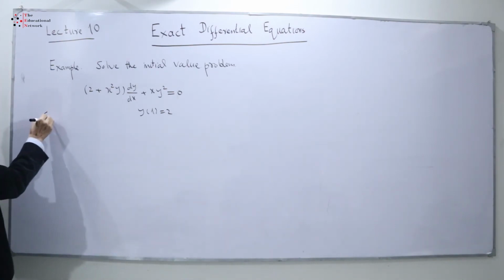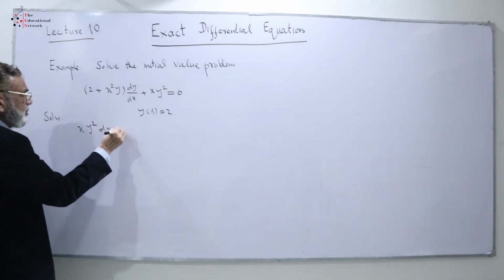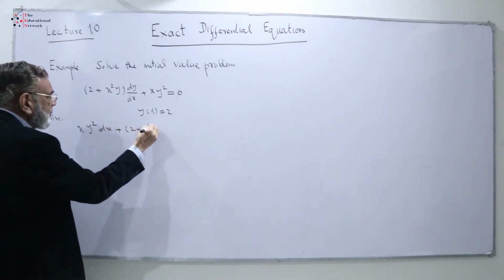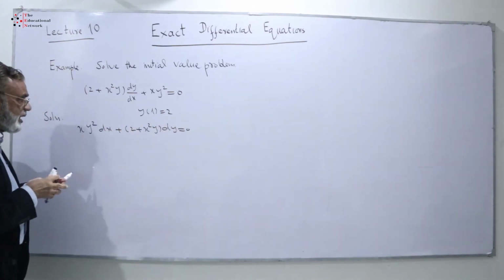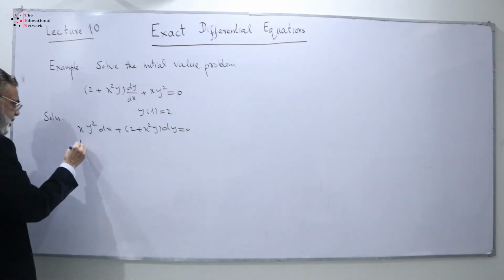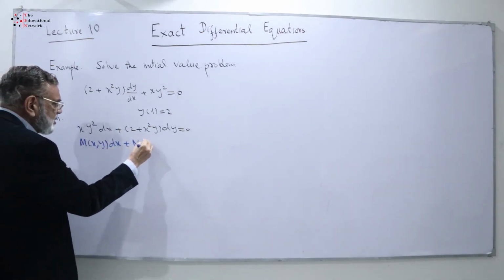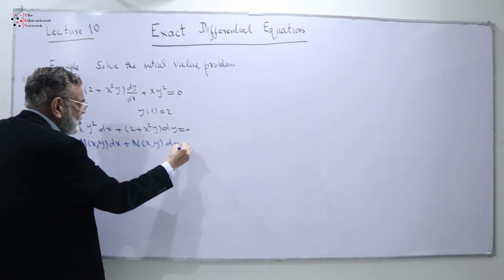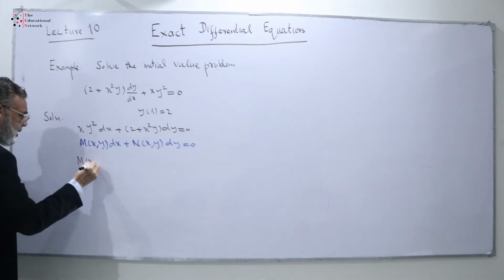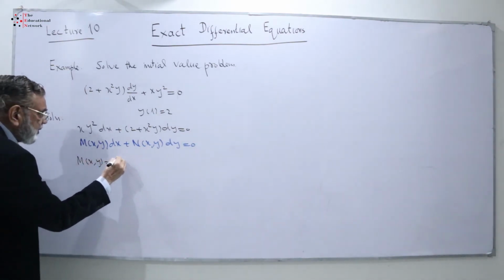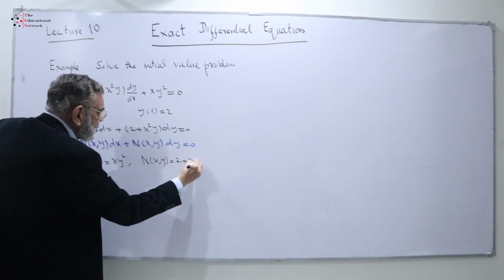If we write it in differential form, we multiply by dx. So we get xy square dx plus (2 plus x square y) dy is equal to 0. Now the standard form is M(x,y) dx plus N(x,y) dy. The differential form is this one. So we compare these two, and we can identify M(x,y) is equal to xy square and N(x,y) is equal to 2 plus x square y.